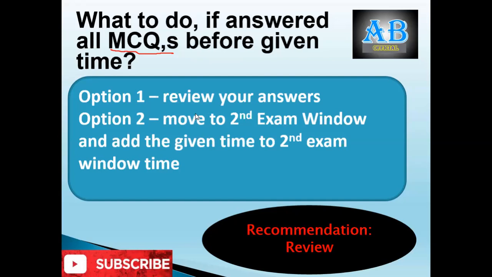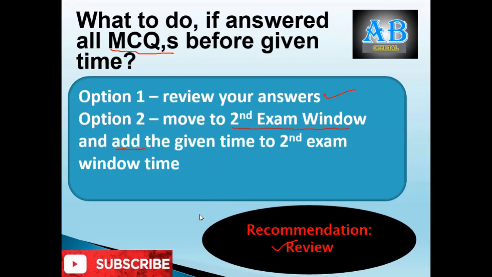Let's assume you have saved 10 minutes or 15 minutes or 20 minutes. What options do you have to utilize that time? Option one is to review your answers. The answers which you have made for your MCQ section must be reviewed. The second option is that you move to the second exam window, and the time you saved in your first exam window will be added to your second exam window time, which is 60 minutes. So if you have saved 5 or 10 minutes, it will be added to your second exam window total time. My recommendation is to review your MCQ section.